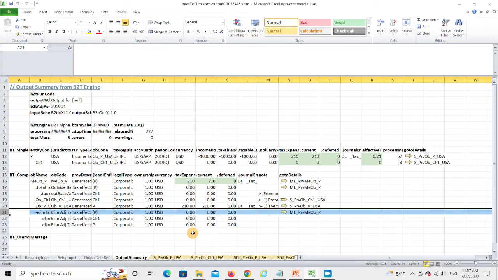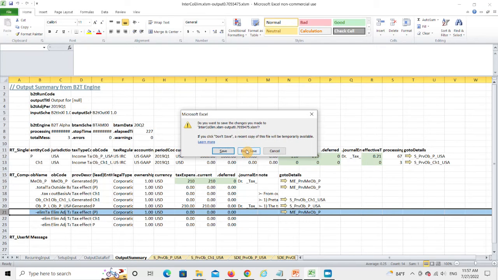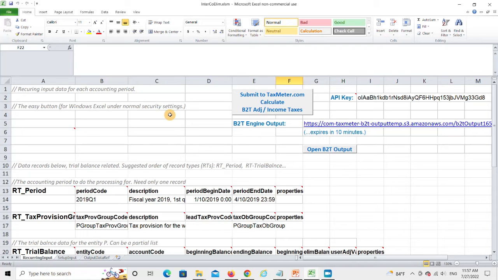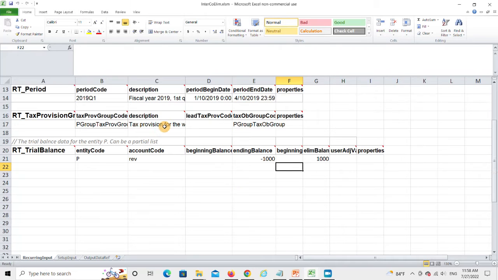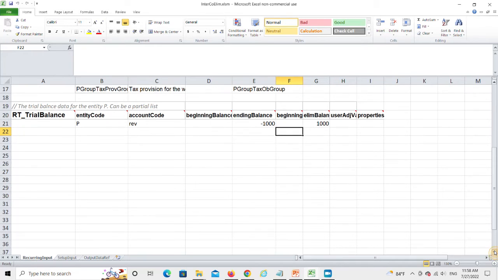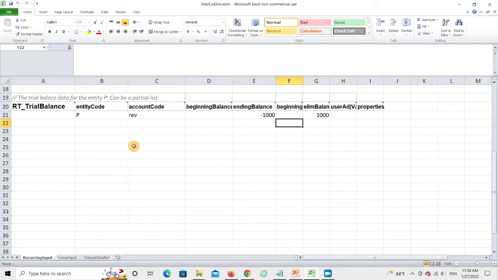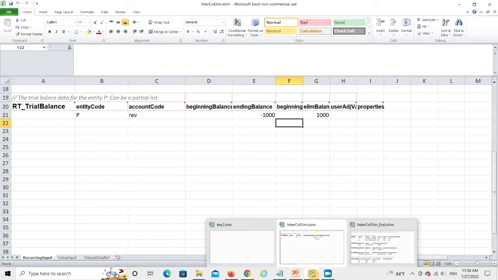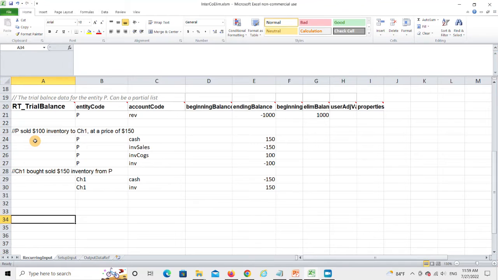So let's see. We're going to close the output file, and we're not going to save it. And here's our input file again. We're going to add more entries into our input file to reflect the fact that P is selling stuff to its child entity. So we have added a few trial balance records to our input file.